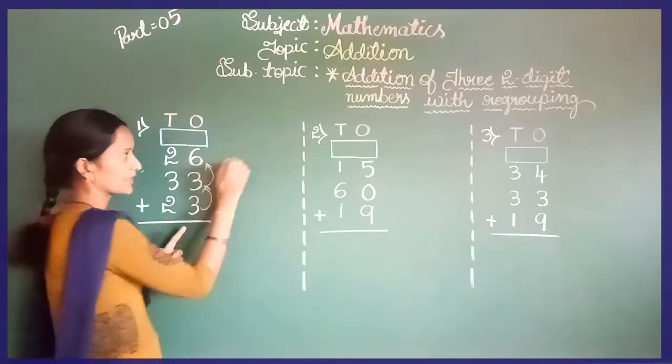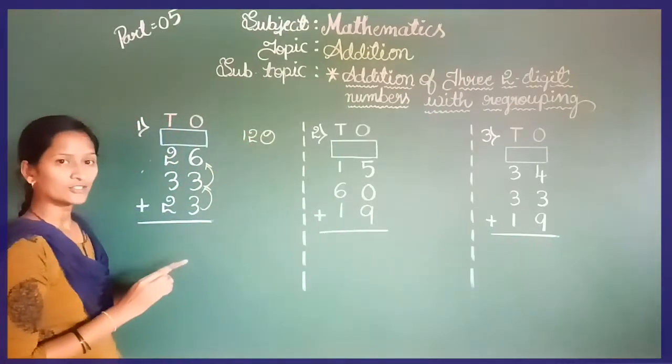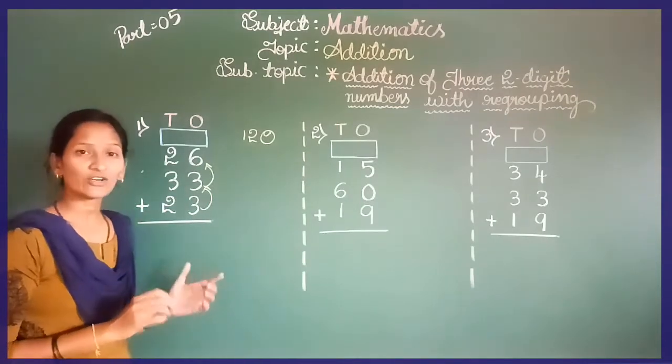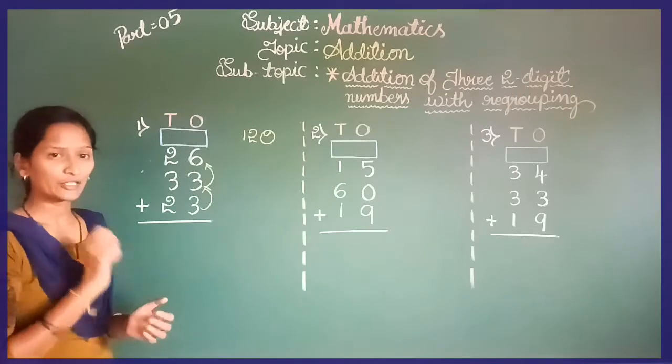12, right? So it is 12 ones. Okay? So 12 ones. It is not a single-digit number. It is a two-digit number. You should regroup it.